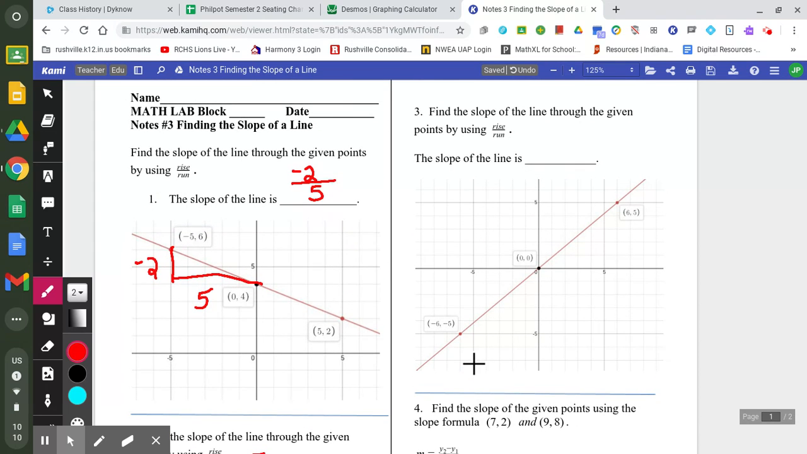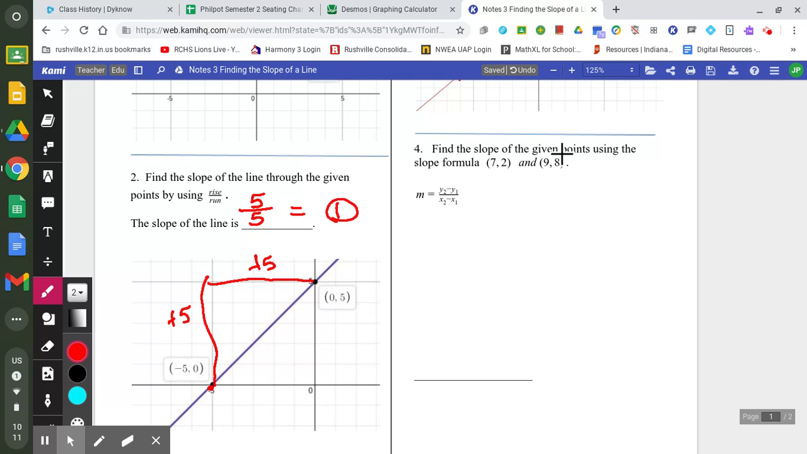Number 3, if I always start at my very left point, I'll start here, and I go up 5, and to the right 6. So my rise over run would be 5 over 6. So that's my slope.